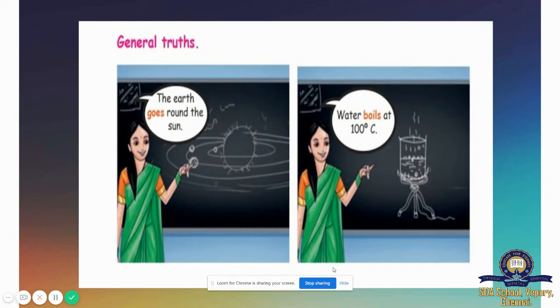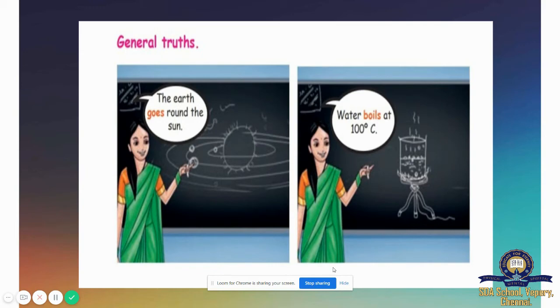Yes. So another example for general truth is sun rises in the east. I repeat, sun rises in the east. So here, what is the present tense? Rises. Yes, very good. So we cannot change the truth. Isn't it? Yes, very good, children.